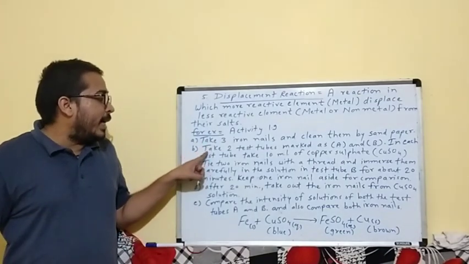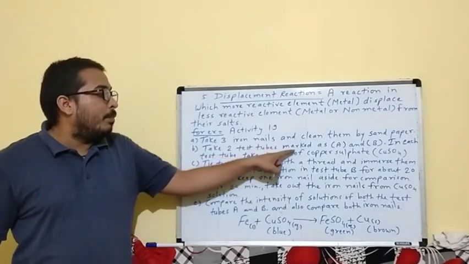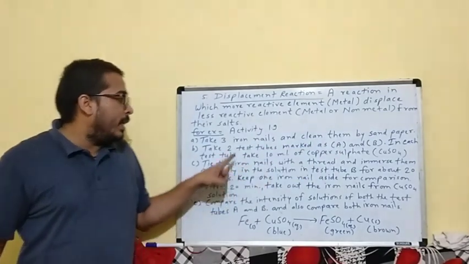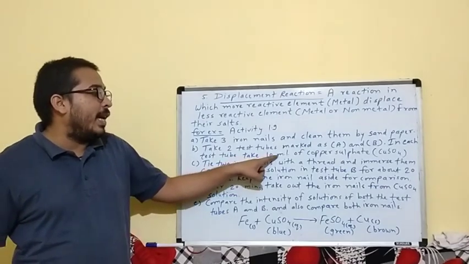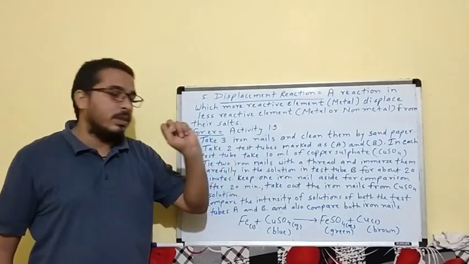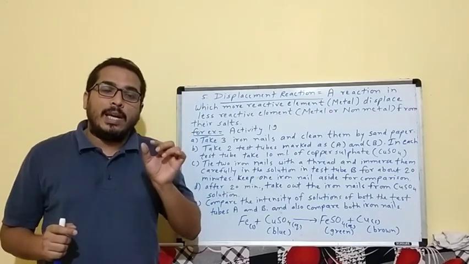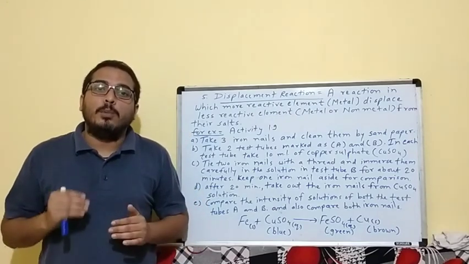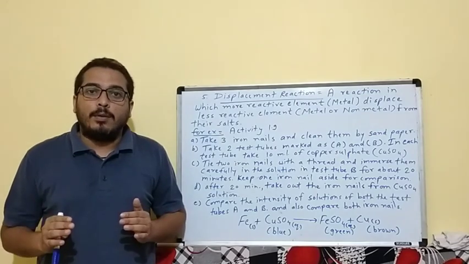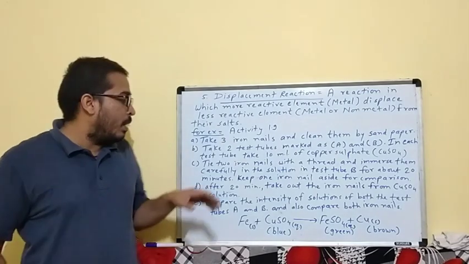Now second, take 2 test tubes marked as A and B. In each test tube take 10 ml of copper sulfate solution. So we will take 2 test tubes. The first test tube is A and the second one is B, and in both the test tubes we will take the same amount of copper sulfate.